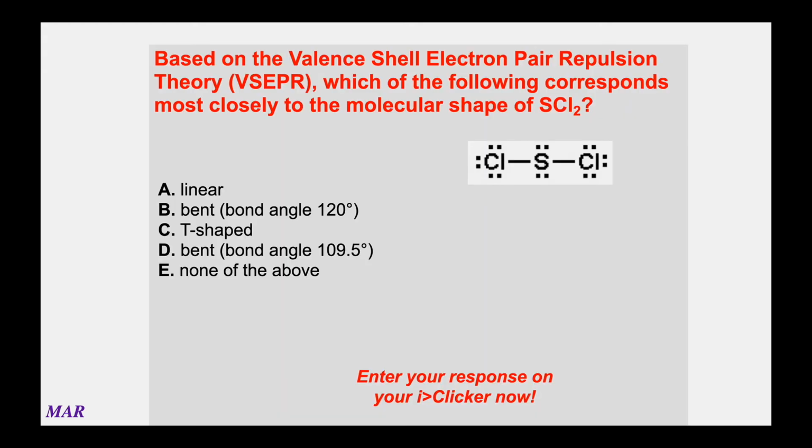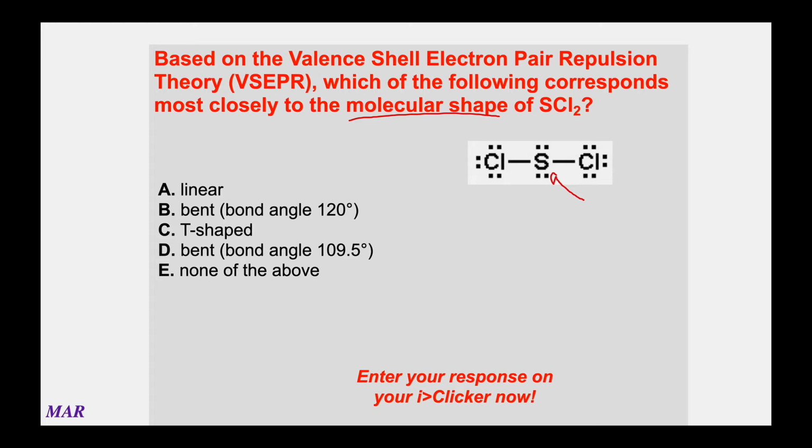Based on VSEPR, which of the following corresponds most closely to the molecular shape of SCl2? And I put in a Lewis structure there for you. Now, molecular shape is an alternate way to call something to figure out a molecular geometry. So for your purposes here, molecular shape and molecular geometry are the same thing. To answer this question, we're going to look at the central atom, which in this case is sulfur. And sulfur here has 2 lone pairs and 2 bonding pairs, 4 pairs total, okay?